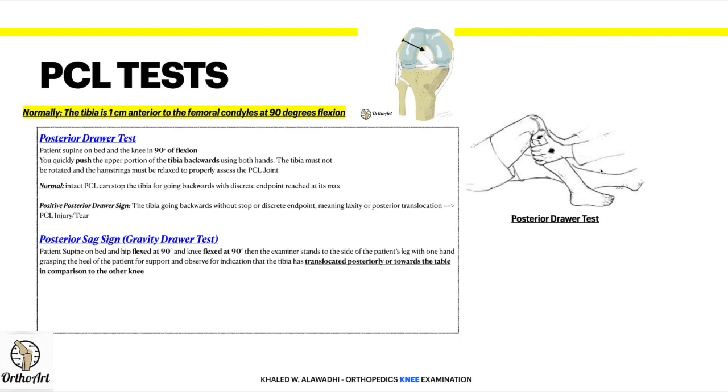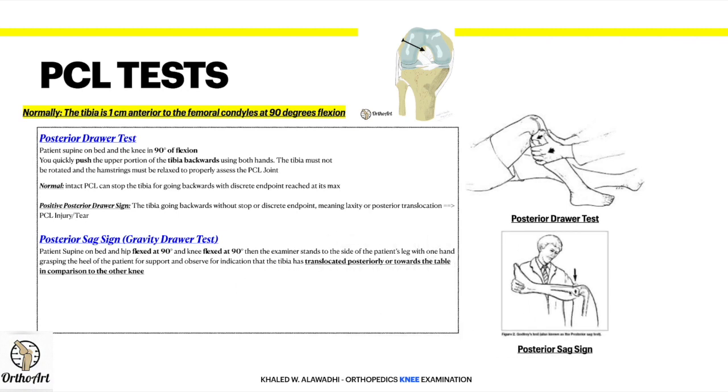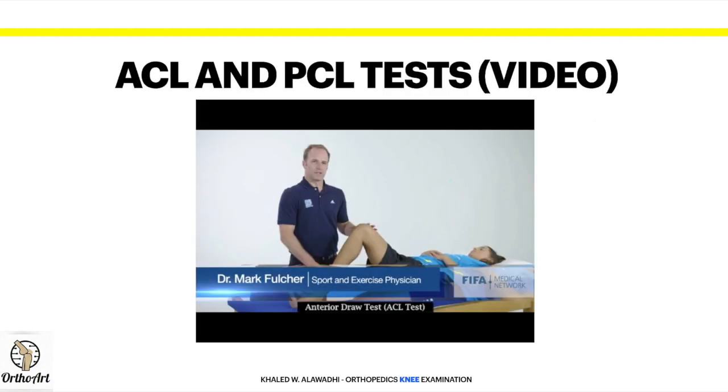So this is the posterior drawer test. As you do for an ACL, you push it backwards. Now this is the posterior sag sign, so make sure the hip is at 90 degrees and the knee flexed to 90 degrees, and you observe for a sag sign. Usually, you can notice from the side of the leg that the tibia is translocated backwards. And this is a video of the ACL and PCL test.